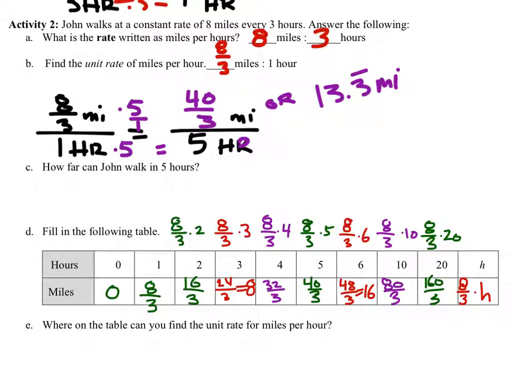So where in the table do we find the unit rate though? Where one of them is 1. Specifically for this one, it was miles per hour. That should be this one right now.